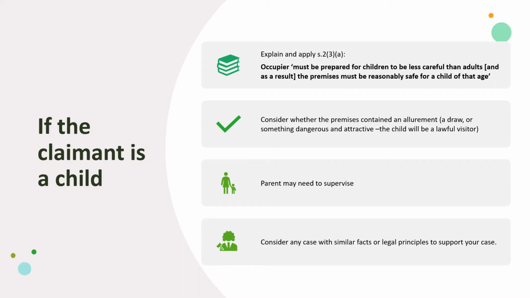If the claimant is a child, however, then we need to be prepared for children to be less careful than adults, and as a result, the premises must be kept reasonably safe for a child of that age. This is explained in section 23A of the 1957 Act. What this means then is essentially a higher standard of care is expected of the occupier.